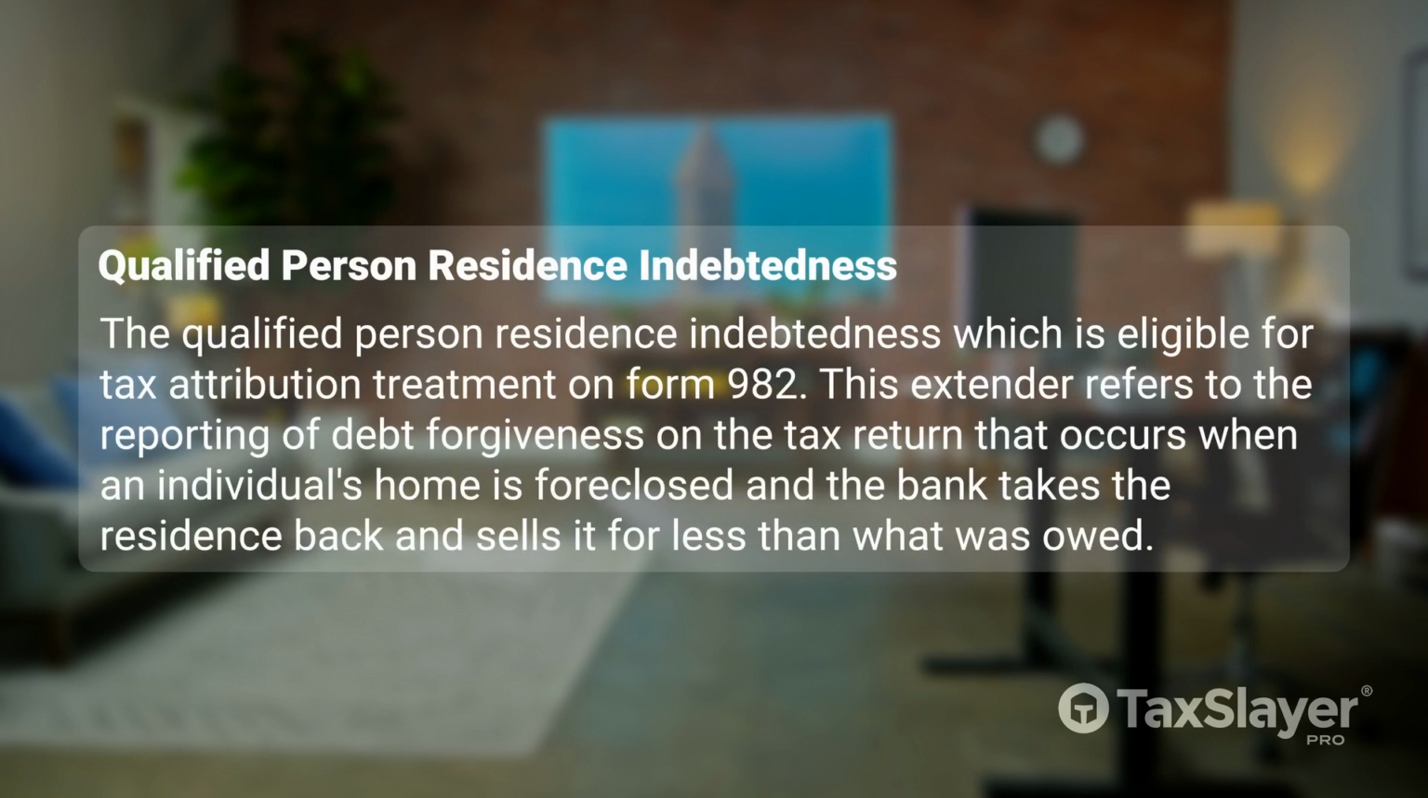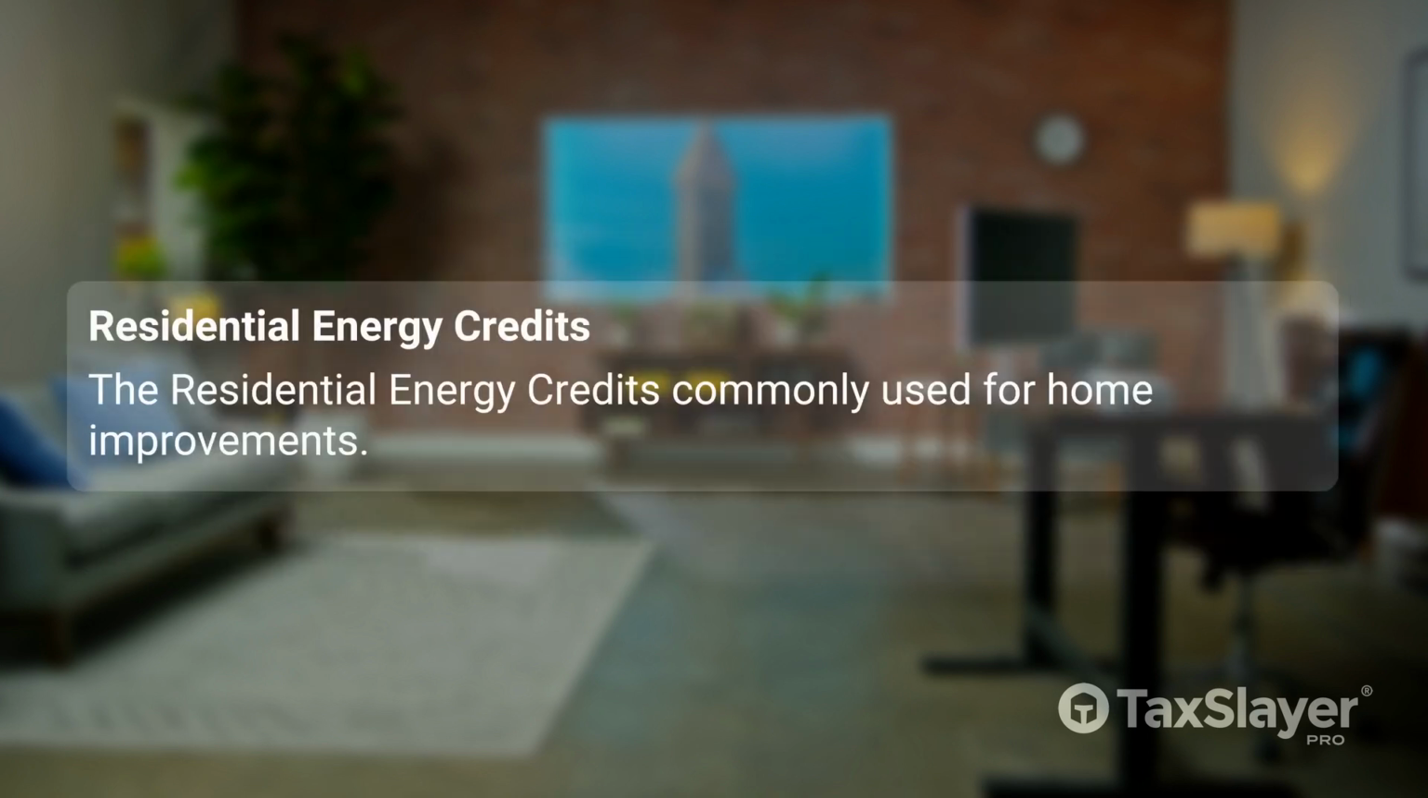The qualified principal residence indebtedness, which is eligible for tax attribution treatment on Form 982. This extender refers to reporting of debt forgiveness on the tax return that occurs when an individual's home is foreclosed and the bank takes back the residence and sells it for less than what was owed. The residential energy credits, commonly used for home improvements.